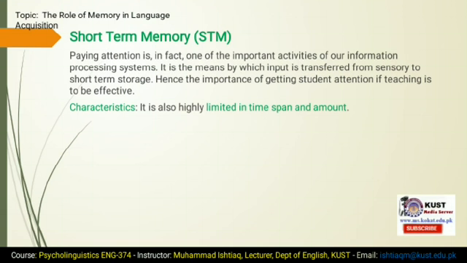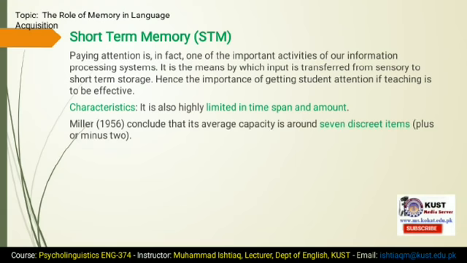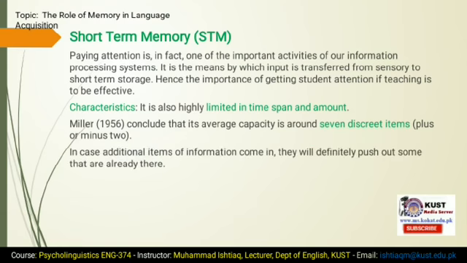Short-term memory characteristics involve it being highly limited in time span and amount, not as limited as sensory memory, but still limited in time and amount. For instance, Miller concluded this average capacity is around 7 discrete items plus or minus 2. If additional items of information come in, more than 7 discrete items, they will definitely push out some that are already there. It's not possible to hold more than 7, or occasionally more than 9. It involves a matter of seconds, not minutes, hours, or days.